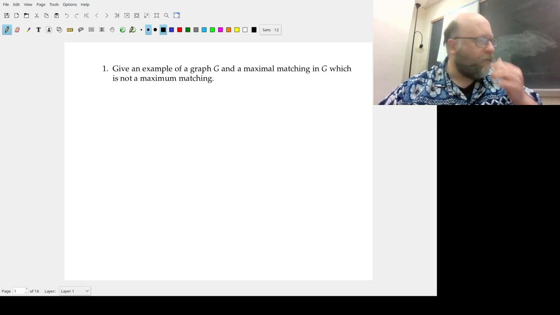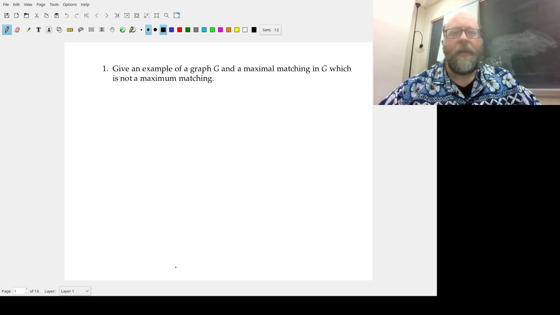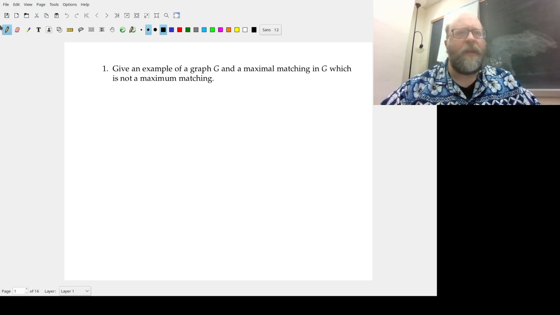We are reviewing for the first exam today, and let's go ahead and get started. Problem 1 says to give an example of a graph G and a maximal matching in G, which is not a maximum matching.